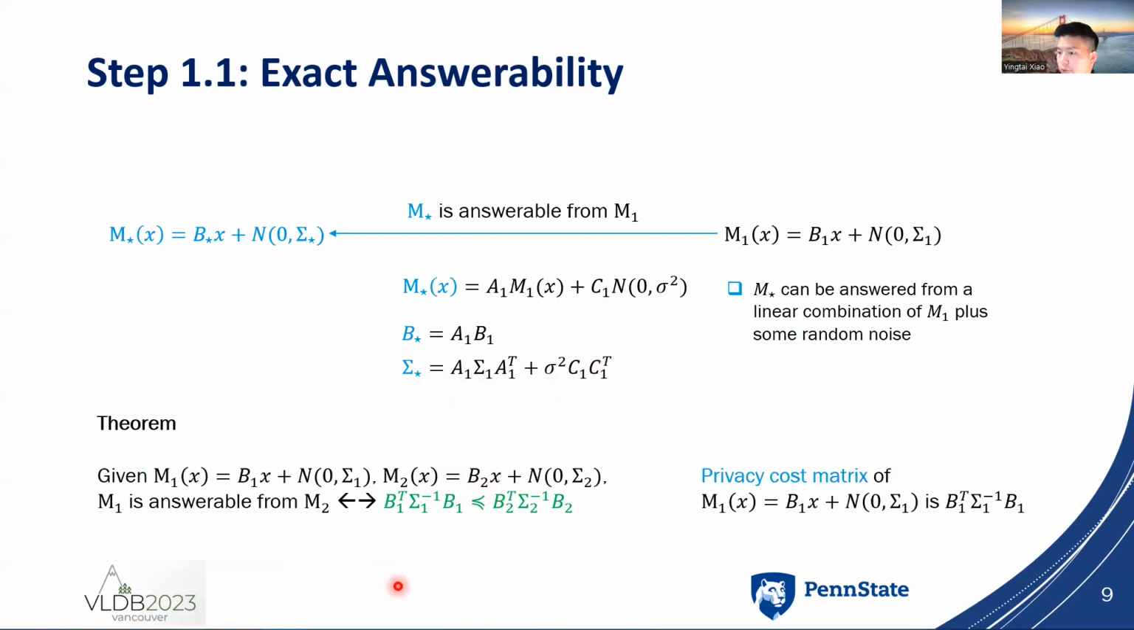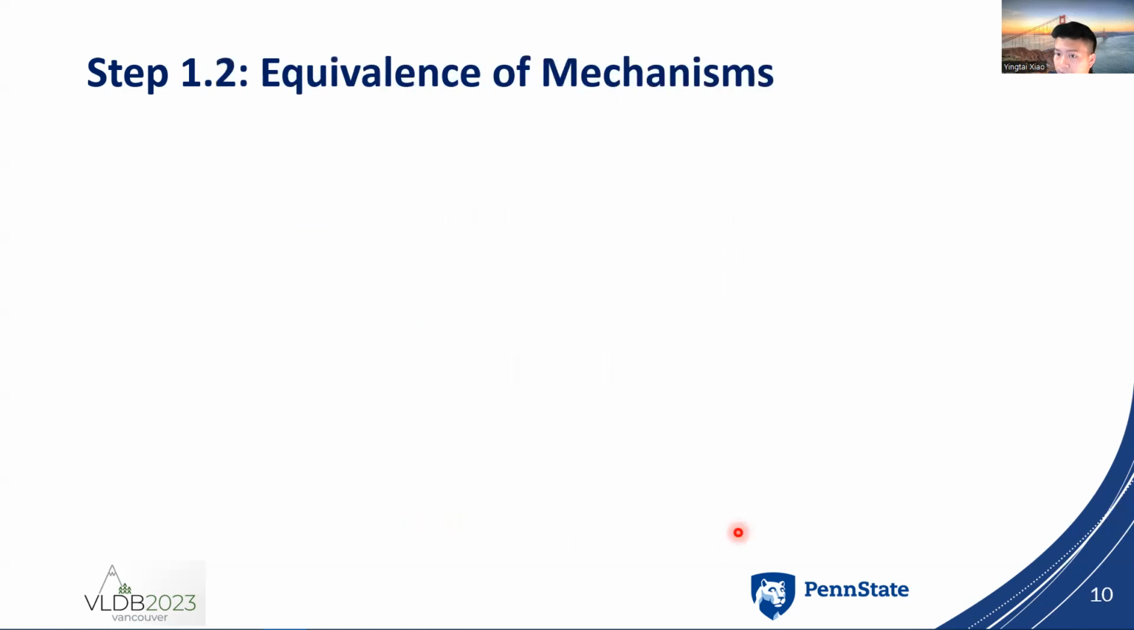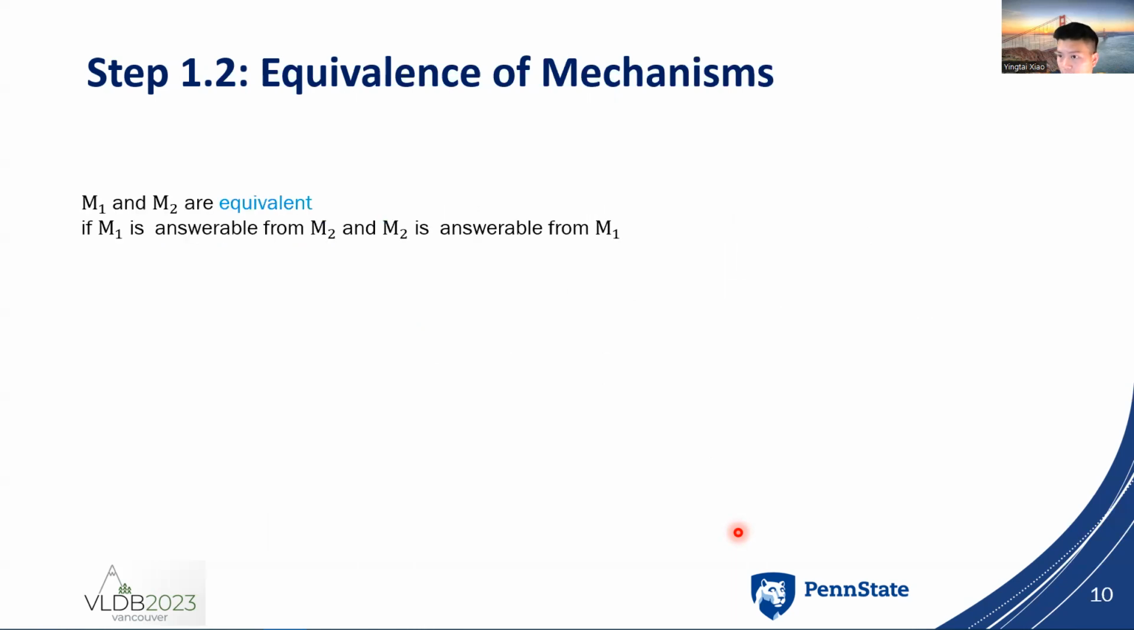So we have this important theorem showing that if M1 is answerable from M2, the privacy cost matrix of M1 is smaller than the privacy cost matrix of M2 in the linear order, which means the second matrix minus the first matrix is positive semi-definite. So this is important because this privacy cost matrix characterizes the properties of the linear Gaussian mechanism. So we call M1 and M2 equivalent if they are answerable from each other.